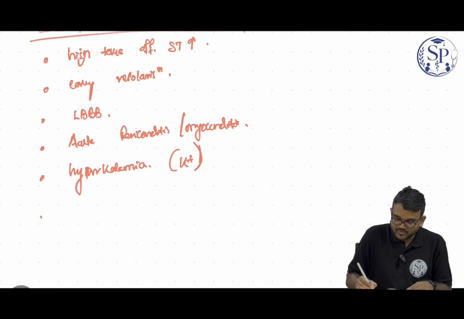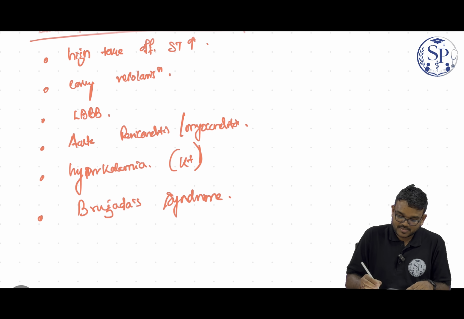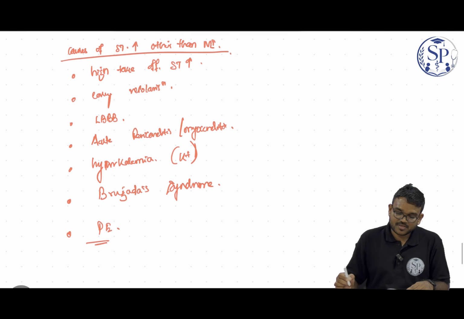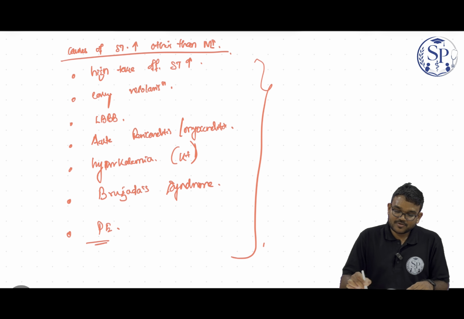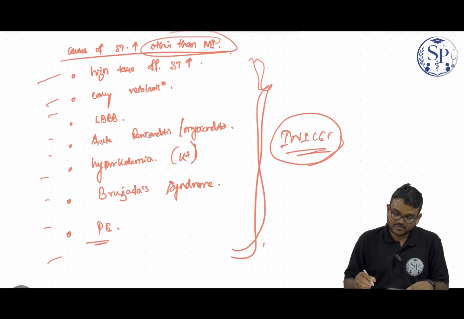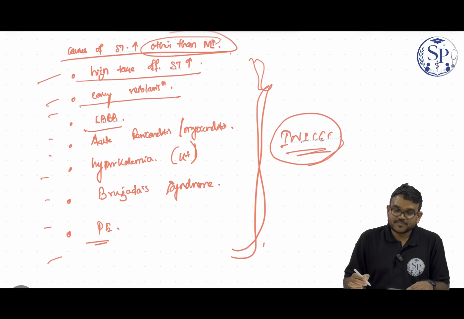Then Brugada syndrome, then pulmonary embolism. So these are the various causes of ST segment elevation other than MI. This may come in your MCQs in INI-CET. The different causes of ST segment elevation other than MI are: high takeoff ST segment elevation, early repolarization, left bundle branch block, acute pericarditis or myocarditis, hyperkalemia, Brugada syndrome, pulmonary embolism.